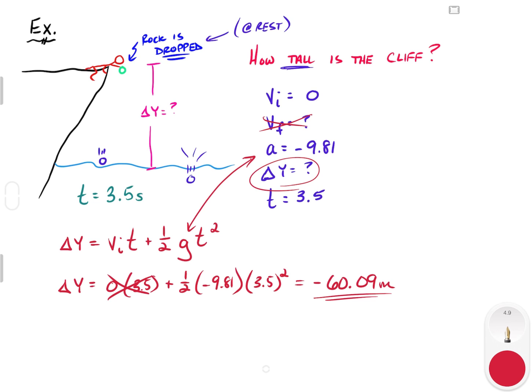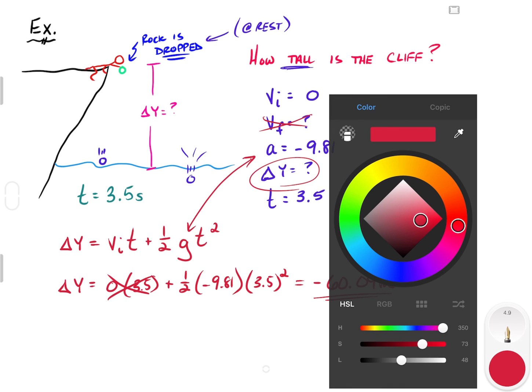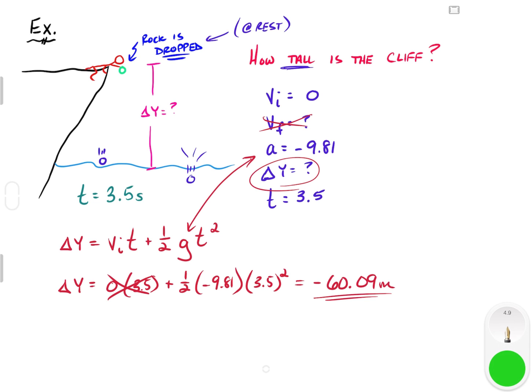They say, why is it negative? Well, we have to think about it. We're looking at this rock here, and the rock began up here and ended down here. So which way did this rock move? It moved downward. This represents the displacement of the rock. The rock is now 60.09 meters below where it started. So we just flip that around.